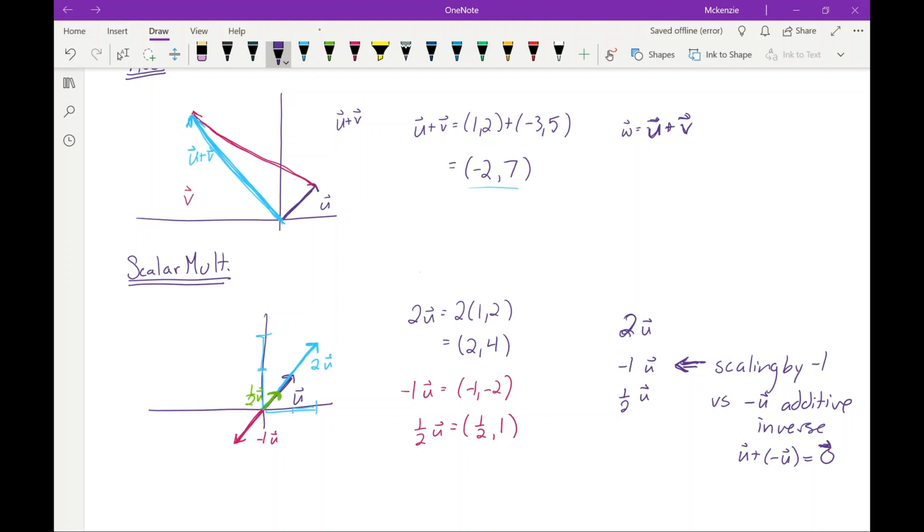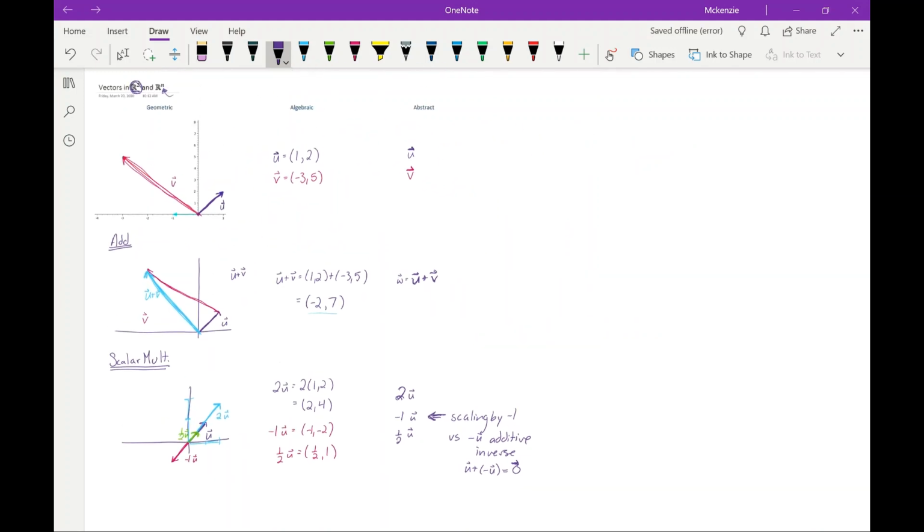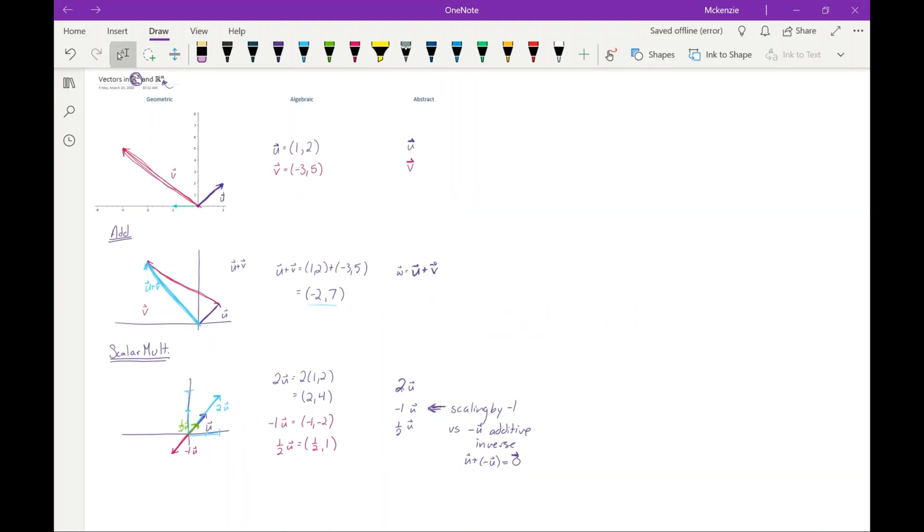Alright, so that is our algebra with vectors in two-dimensional space. There should be a video about three-dimensional space as well, and I'm going to leave n-dimensional space for you to think about on your own.